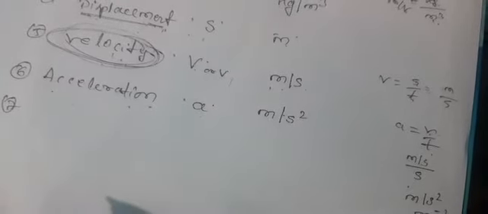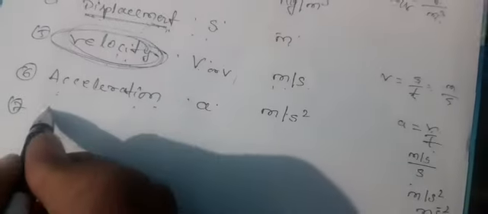The symbol is a. What is the SI unit of acceleration? First find the unit of velocity, meter per second, divided by the unit of time, second. That gives meter per second square, or meter second inverse square. The SI unit of acceleration is meter per second square.